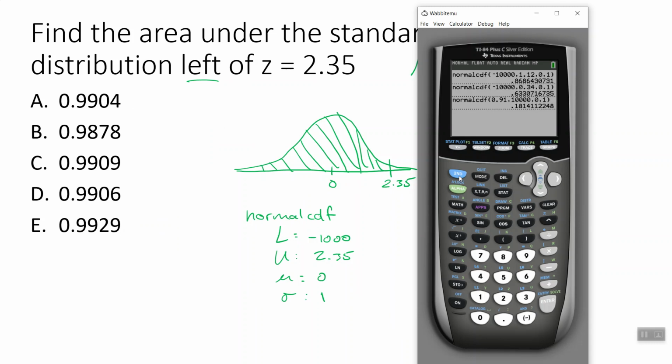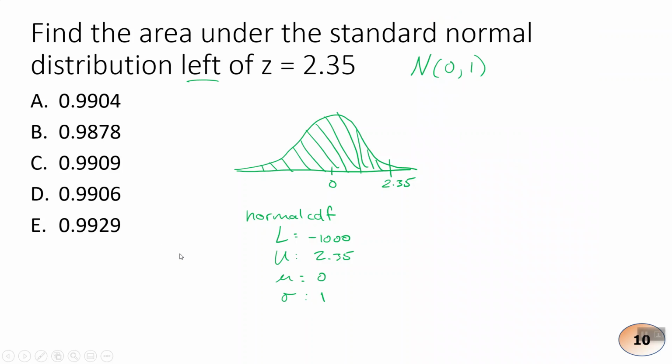So second vars, normal CDF, we've got negative 1,000, or we can put 10,000, it doesn't really matter, 2.35, 0, 1, paste, enter, 0.9906. All right, looks like we got answer choice D. Let's see, is it D? It is D. Good job.